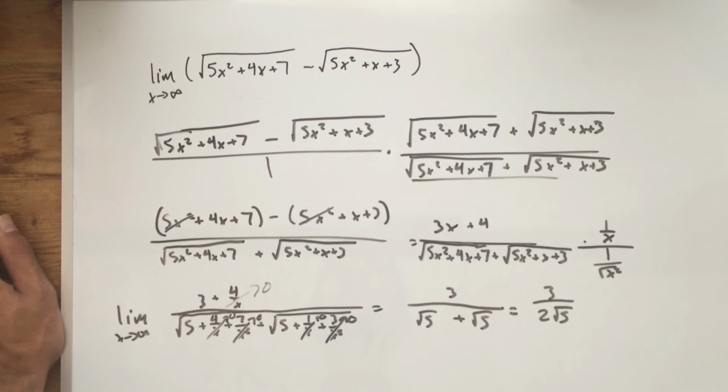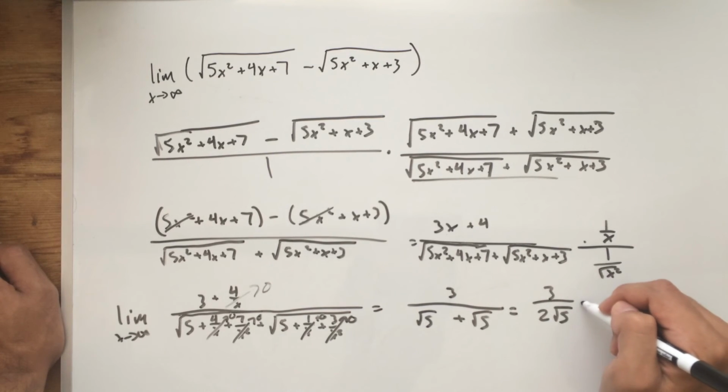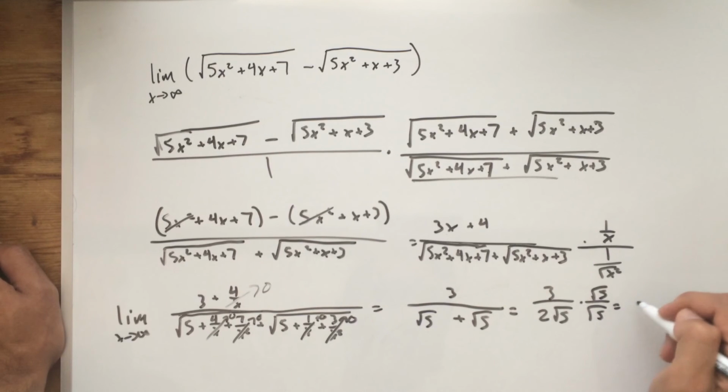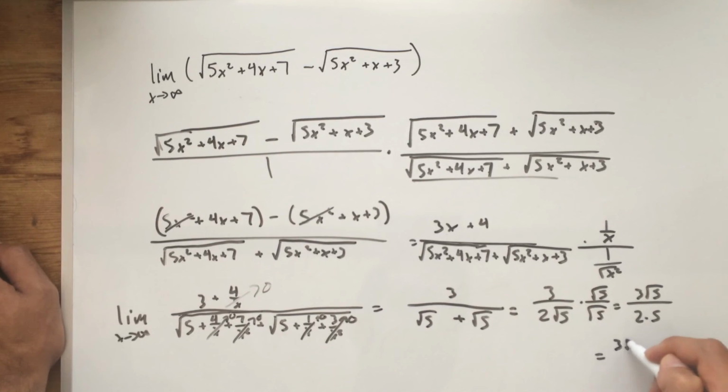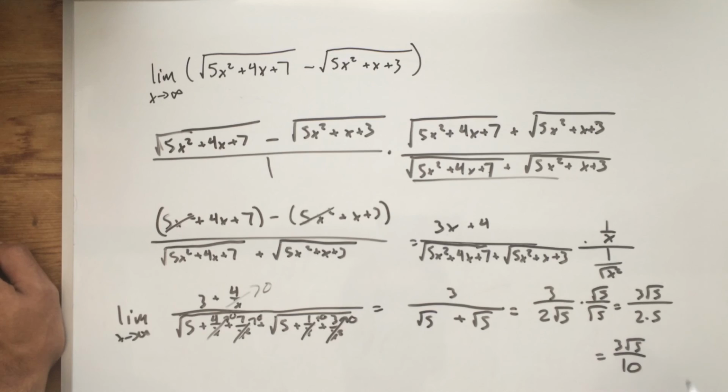And here you can also rationalize the denominator. So multiply top and bottom by the square root of 5. You have 3 square root of 5 on top, and on the bottom you have 2 times 5. So the final answer ends up being 3 square root of 5 divided by 10. And that's the answer to this limit.